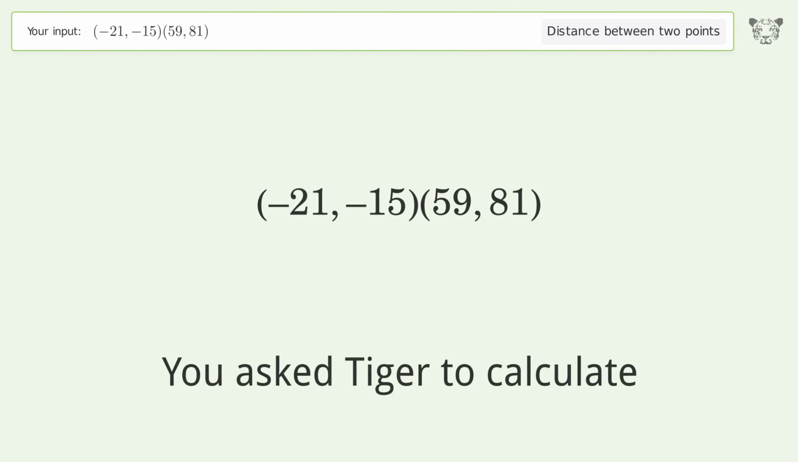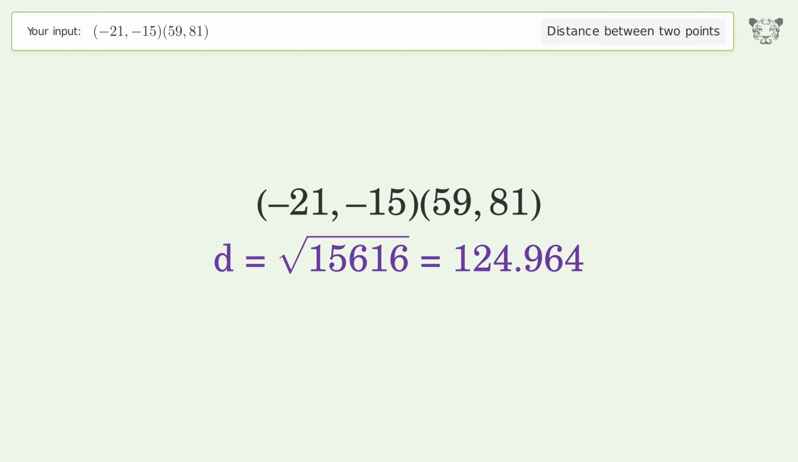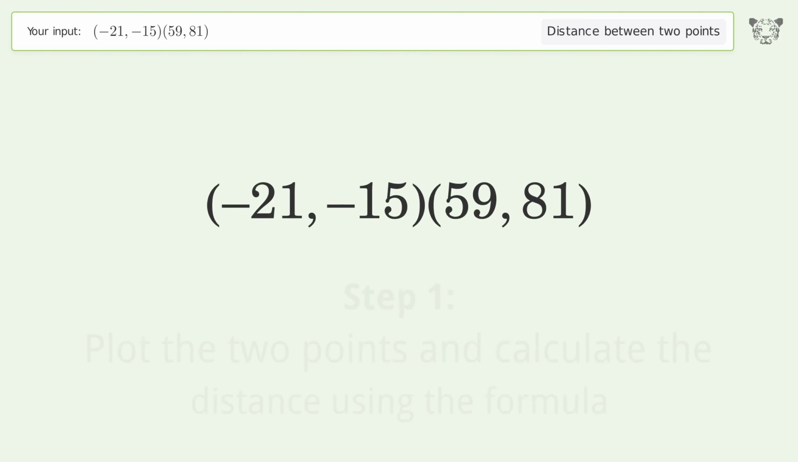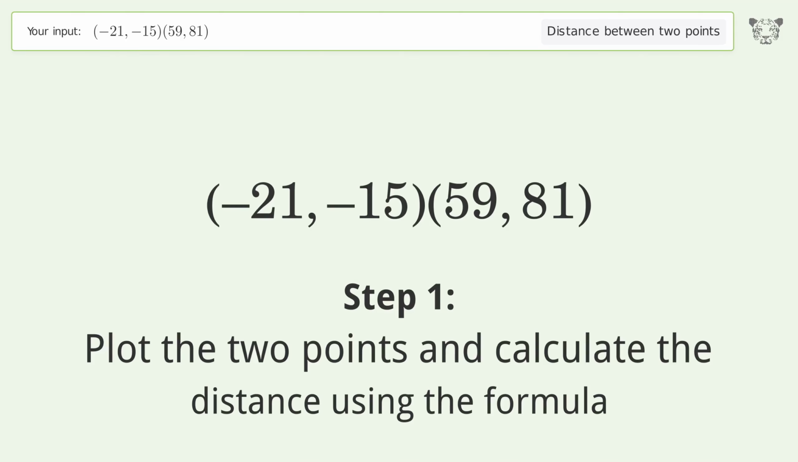You ask Tiger to calculate. This deals with the distance between 2 points. The distance between the 2 points is the square root of 15,616, or 124.964. Let's solve it step by step. Plot the 2 points and calculate the distance using the formula.